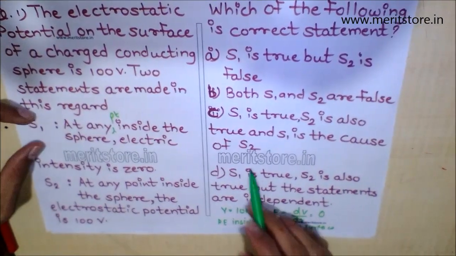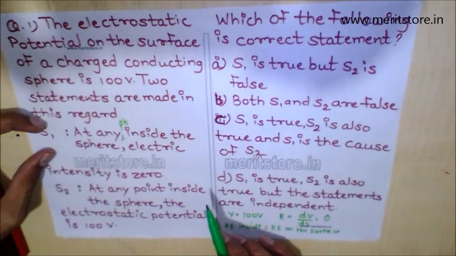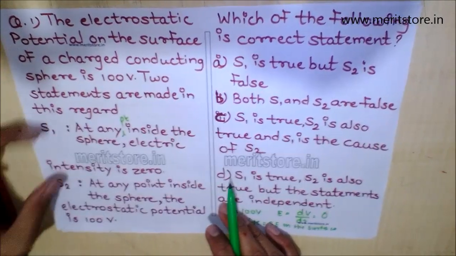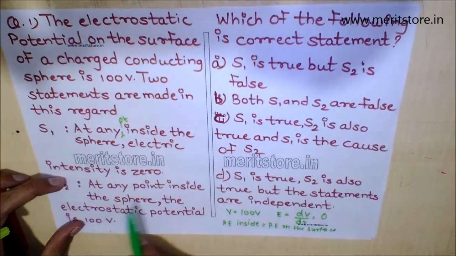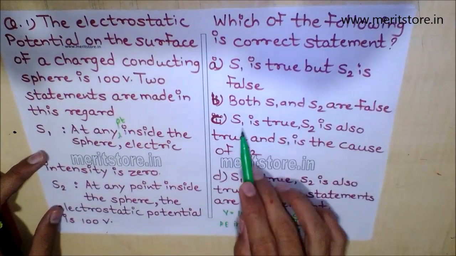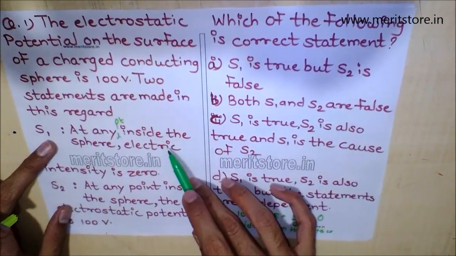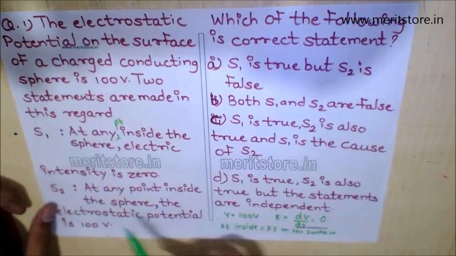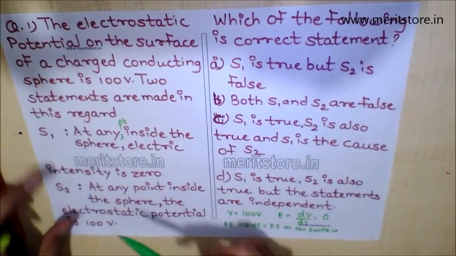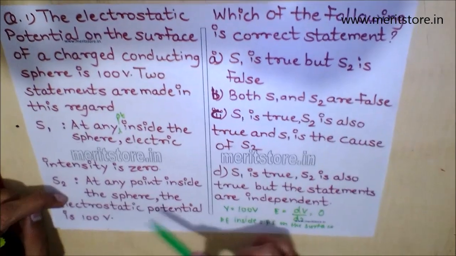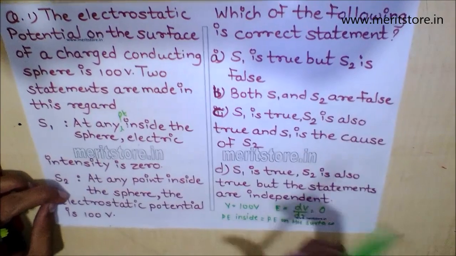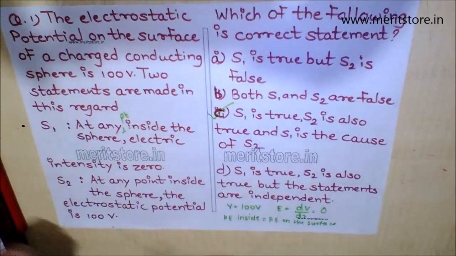Hence, because of the first point, that at any point inside the sphere the electric intensity is 0, it gives rise to the second point, that at any point inside the sphere the electrostatic potential is 100 volts. So S1 is true, yes, the electric intensity is 0. S2 is also true, yes, the electrostatic potential is 100 volts, and S1 is the cause because of which the electrostatic potential is 100 volts. S1 is the cause of S2. So we get the final answer to be C.